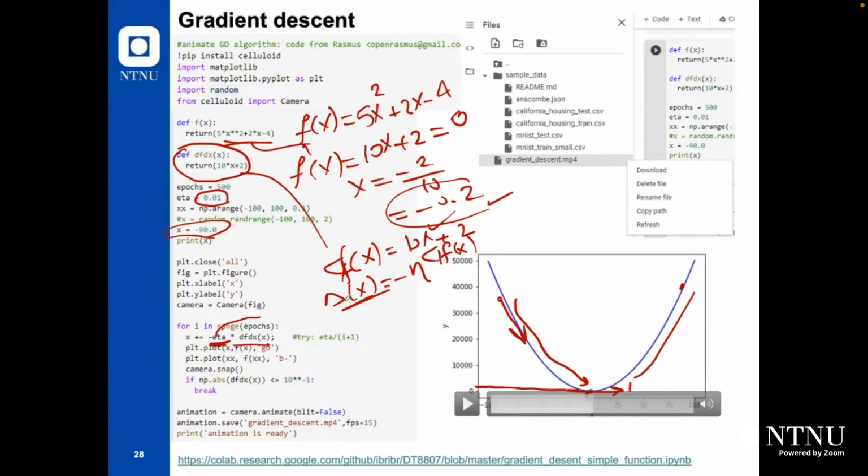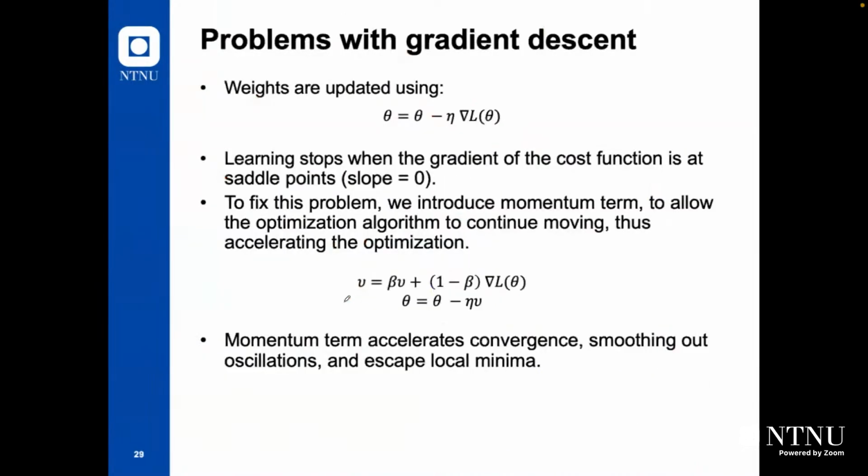The problem here is whether it is a local minimum or a global minimum. If it's a local minimum, we will be stuck and will not be able to move any further. We need to get some help. So the problem with gradient descent: weights are updated using this equation, omega equal omega plus delta omega, and delta omega equals minus eta multiplied by the gradient of this function.